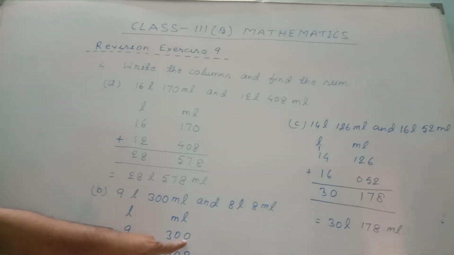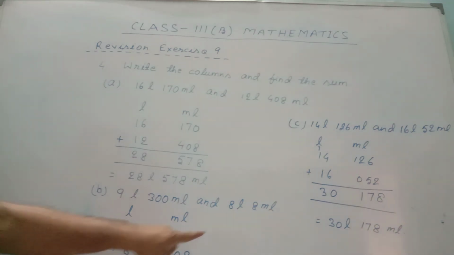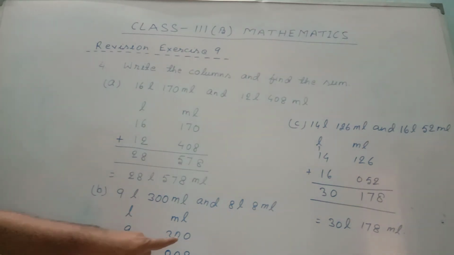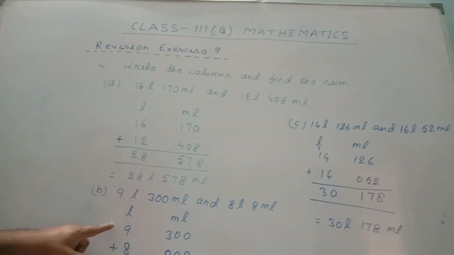One's digit of 300 is this 0. Below of this 0, this 8 will come. We will write below of this 0, 8. So it became 8, 0, 0, 8. Now we add the smaller unit at first, milliliter. Ones place, 0 plus 8, 8, 0 plus 0, 0, 3 plus 0, 3. And then we add the column of liter, 9 and 8 equal to 17. So this sum became 17 liter 308 milliliter.